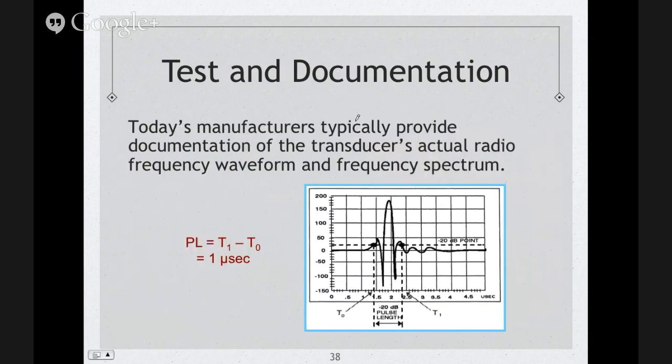Today's manufacturers typically provide documentation of the transducer's actual radio frequency waveform and frequency spectrum. Okay. So when you get your transducer, in fact, I'm going to show you what they're talking about. Give me a minute.